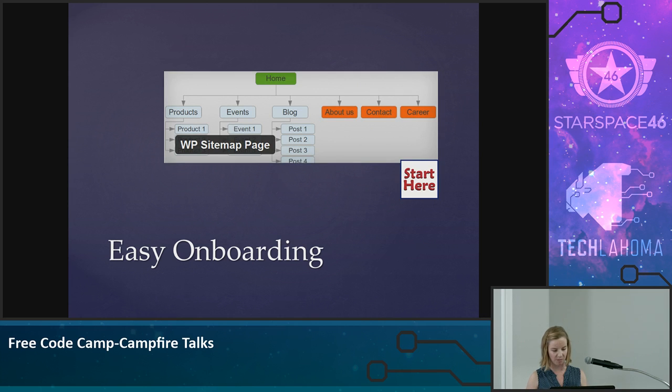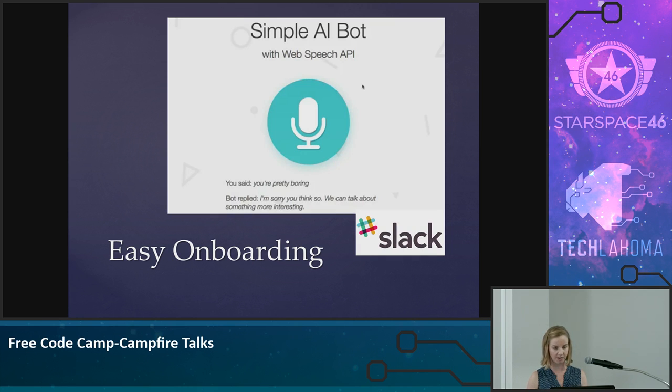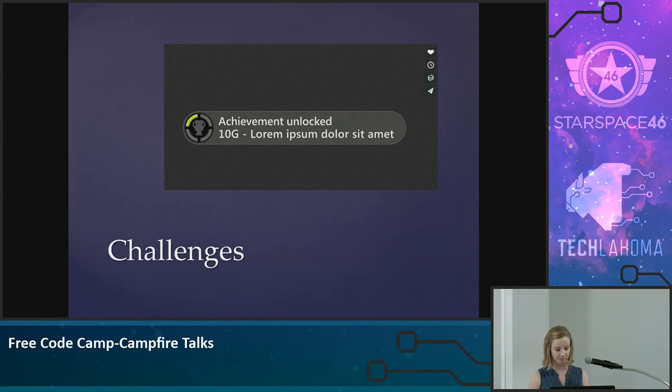Okay, and then easy onboarding, again, having a sitemap, some way for people to navigate, maybe a button that says start here and gives examples of how you can get started in the system. And another thing is bots. The Slack bot kind of shows you how to work Slack. And there's different bots that can teach you a lot of different things on websites.